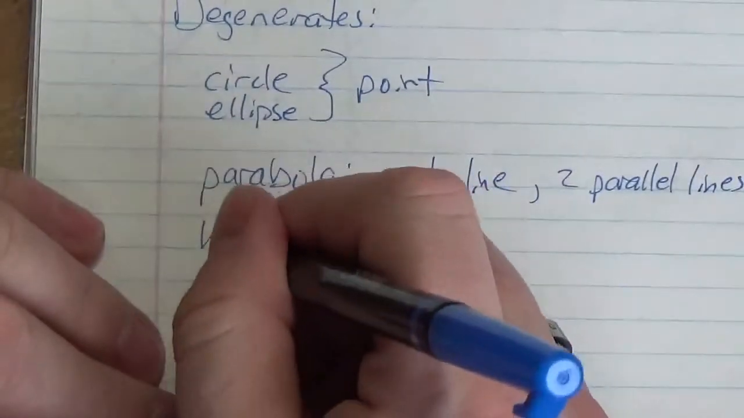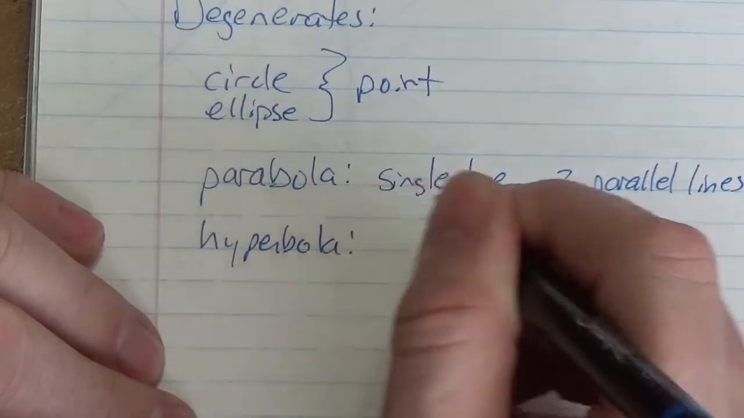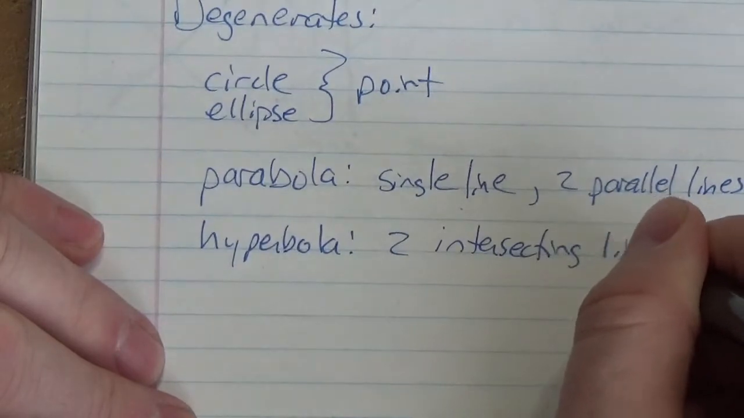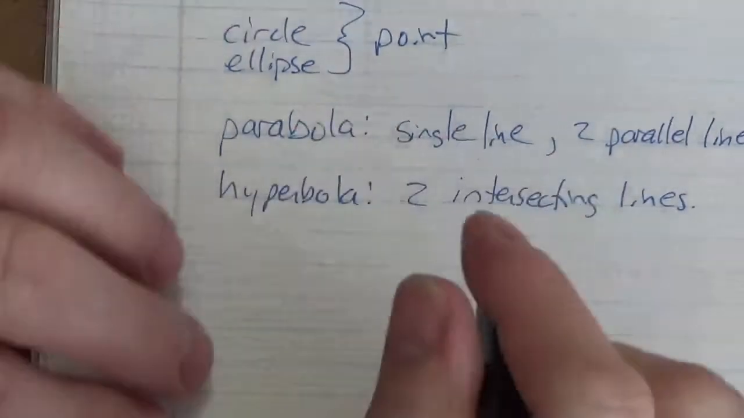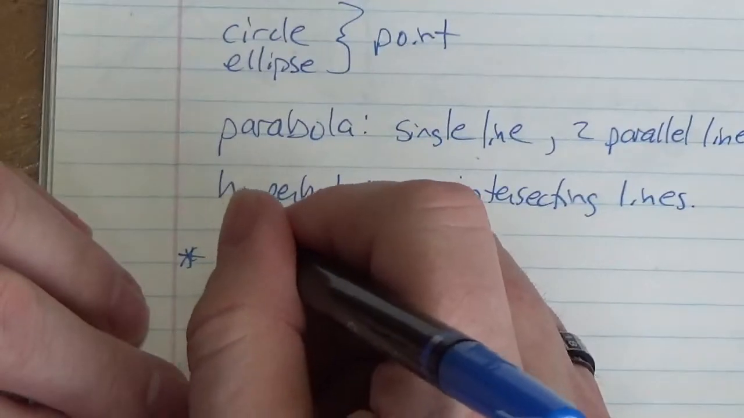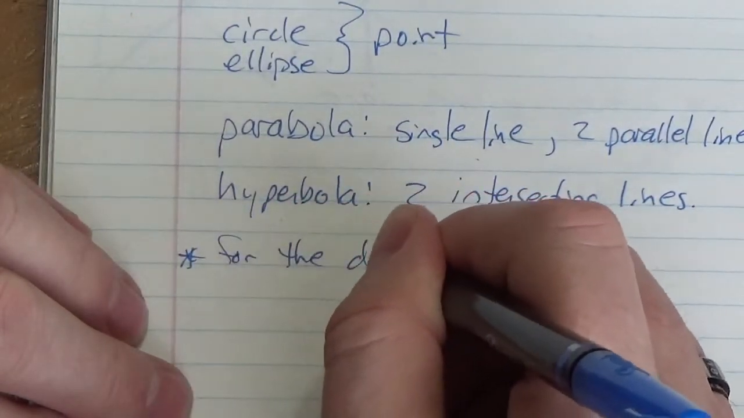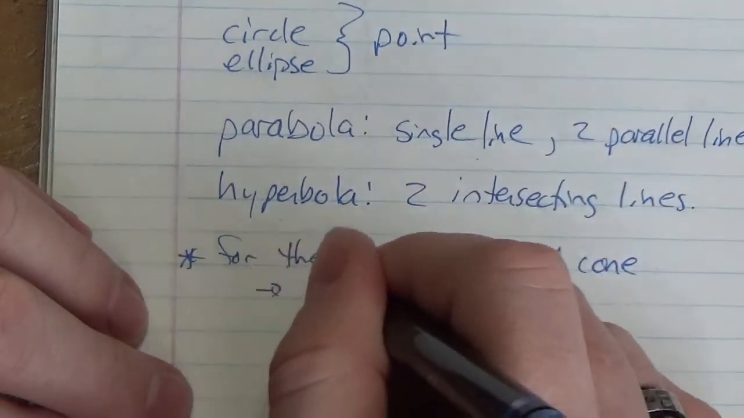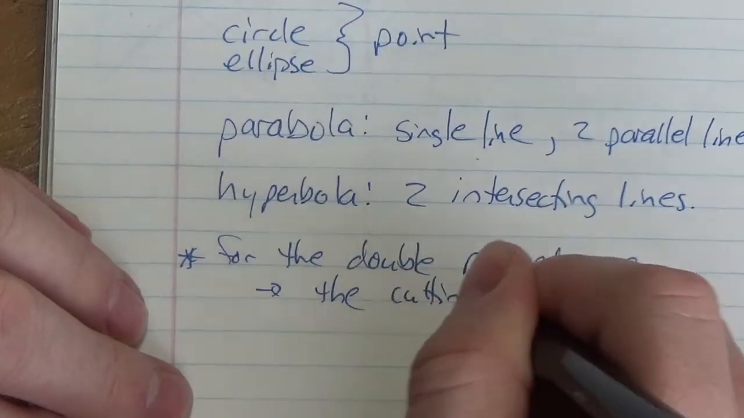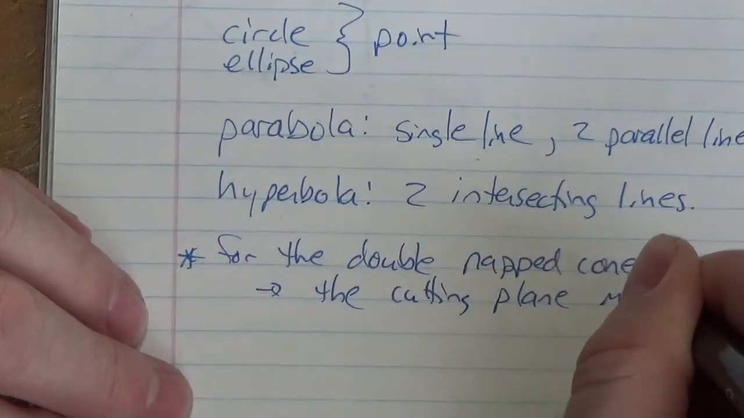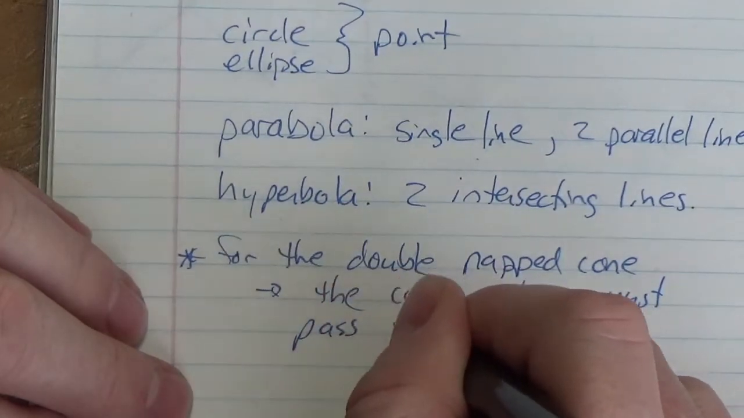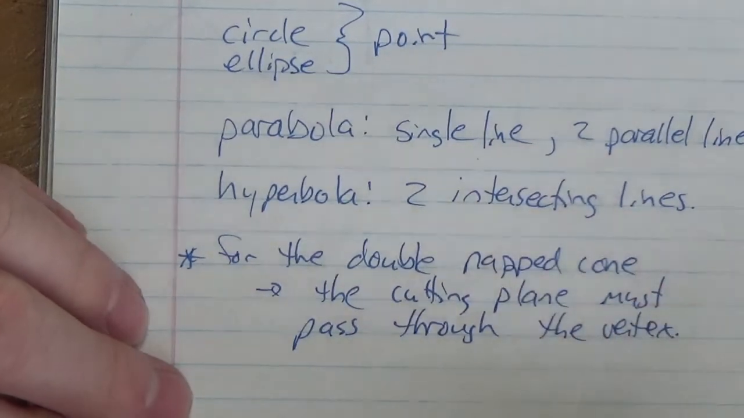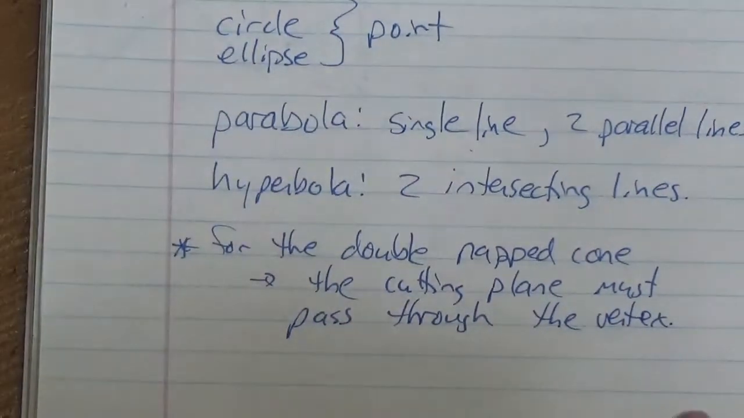With a hyperbola, we're going to get two intersecting lines. And remember, the way this works for the double nap cone, if we're going to get degenerates, the cutting plane must pass through the vertex. That is the scenario that we're looking for that will produce these degenerate conics.